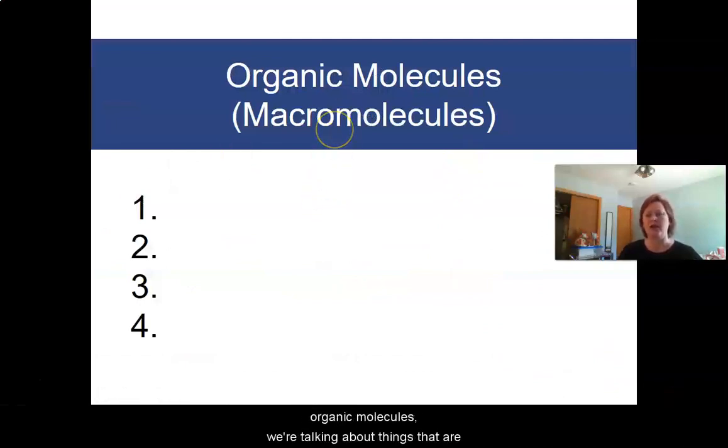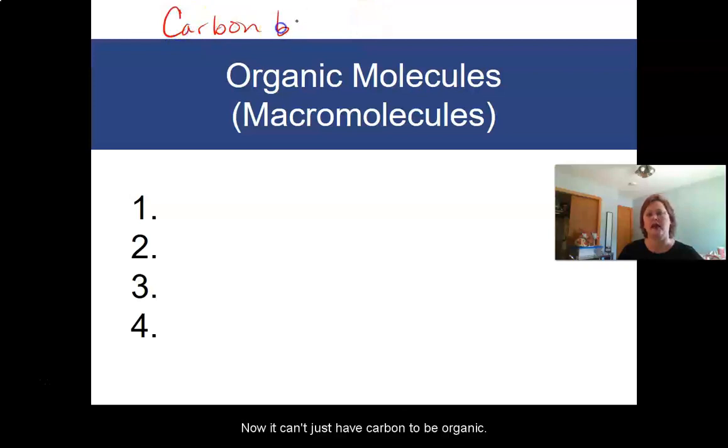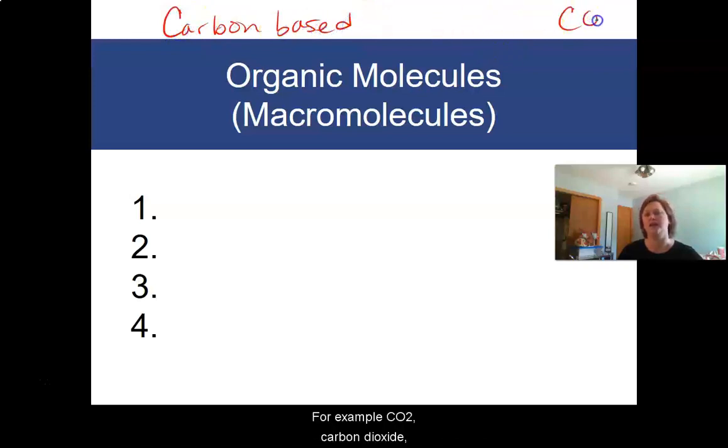Now, when we're talking about organic molecules, we're talking about things that are carbon-based. Now, it can't just have carbon to be organic. For example, CO2, carbon dioxide, is not considered organic because it also needs to have hydrogen. So anything that has carbon and hydrogen in it would be considered organic.